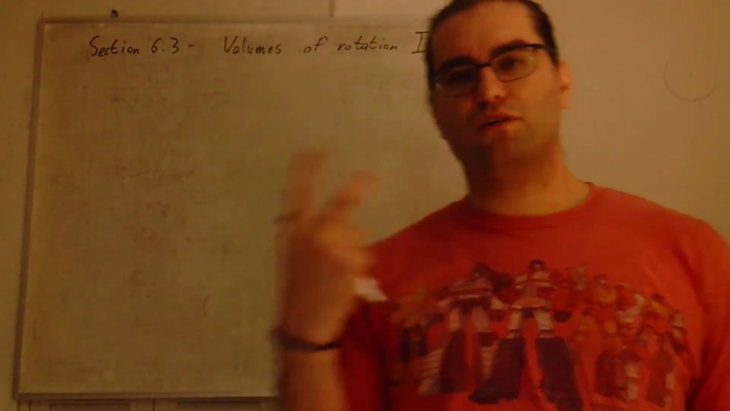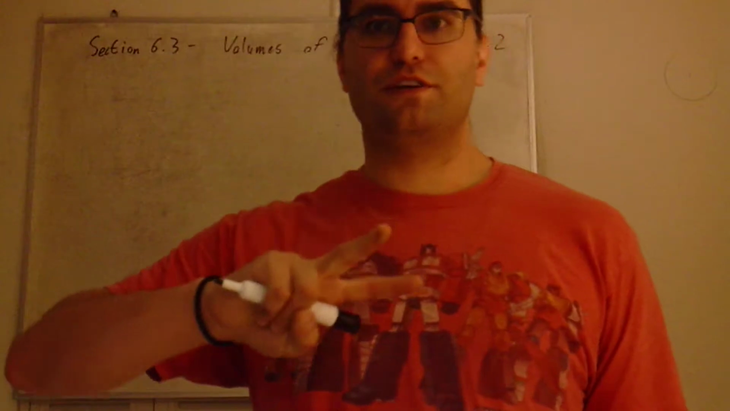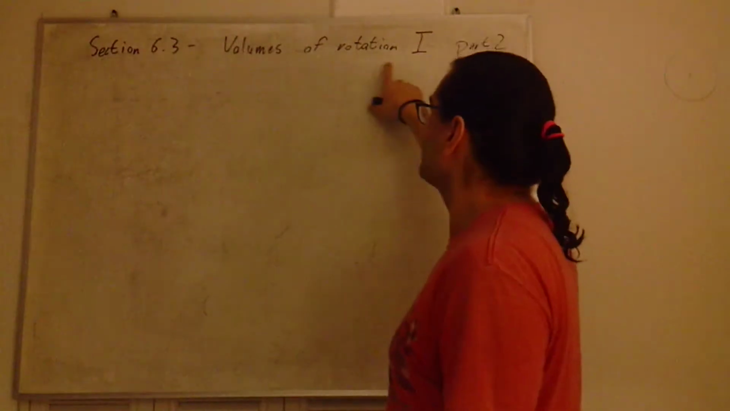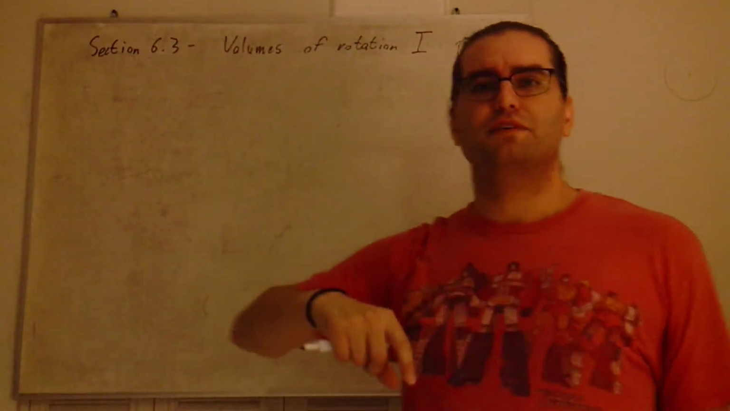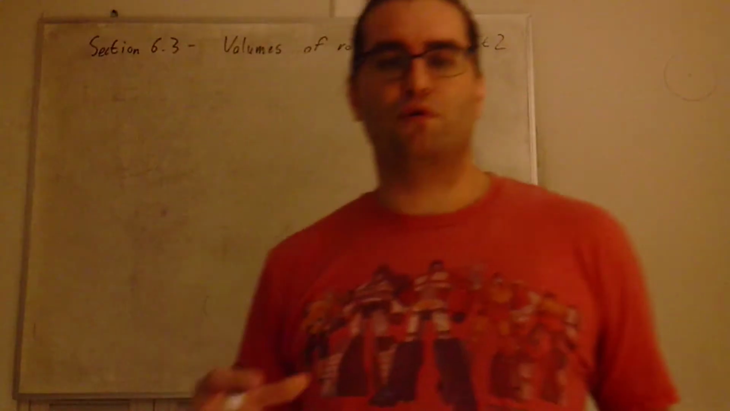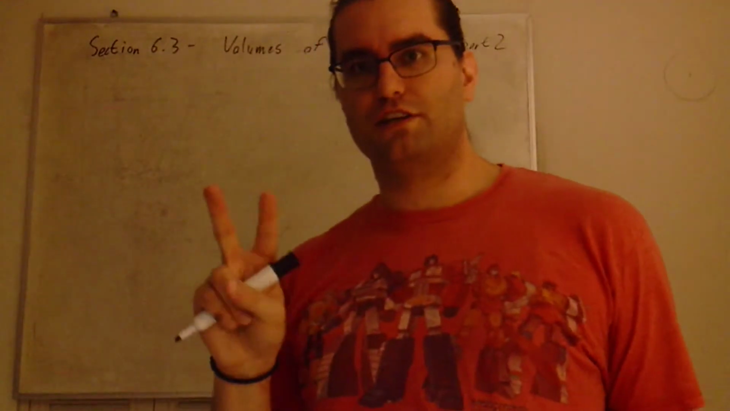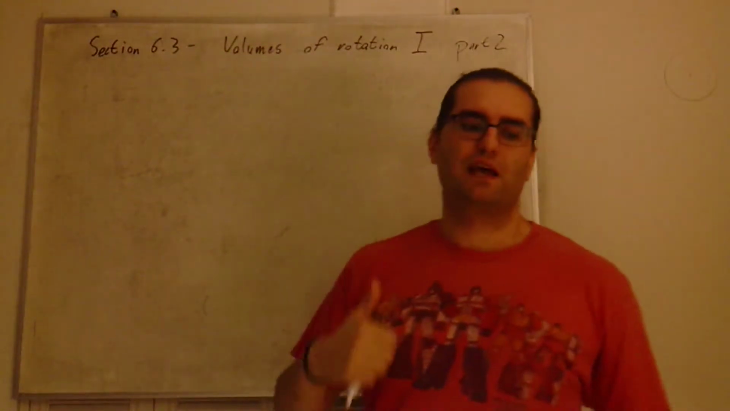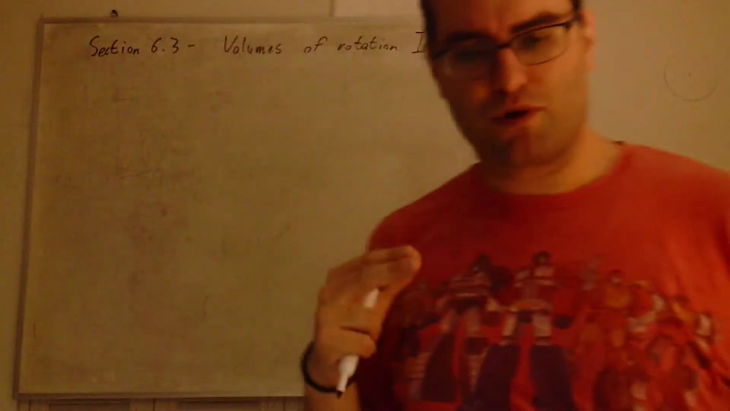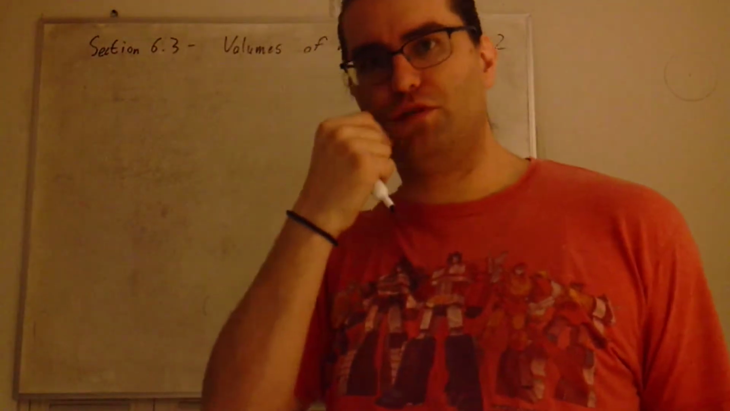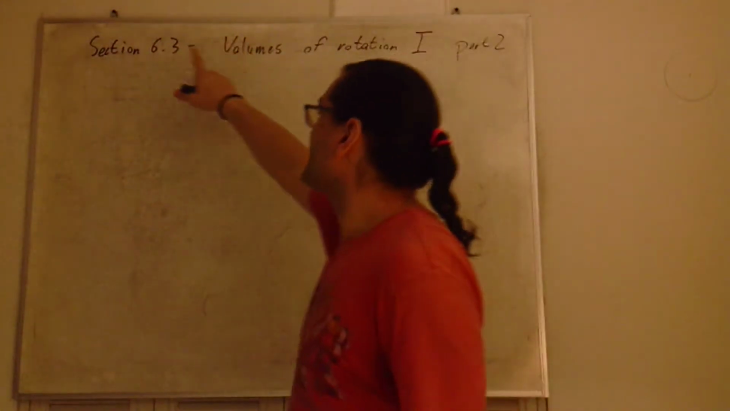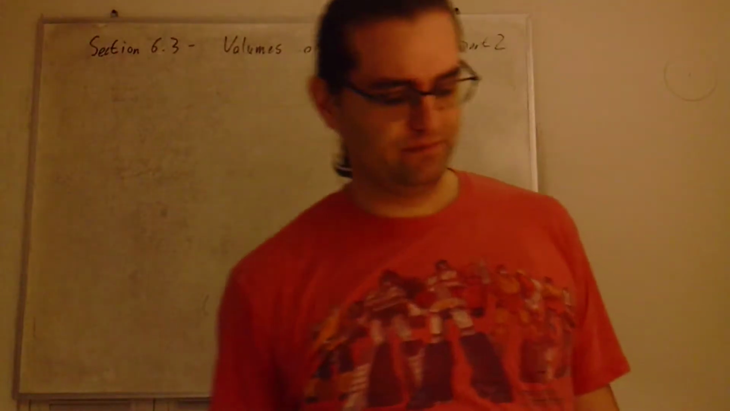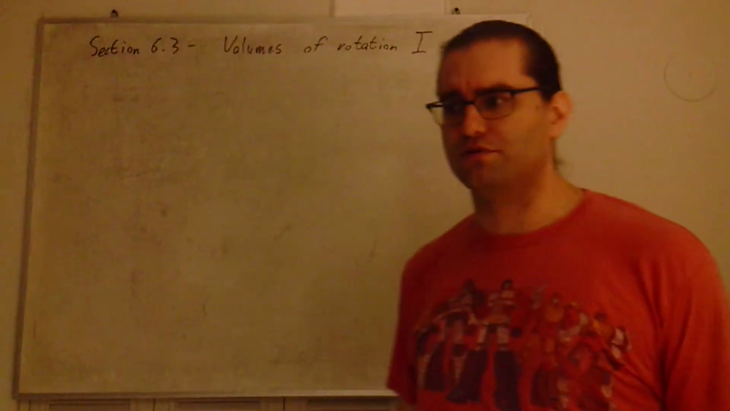This is part 2 of our video series on section 6.3, which is volumes of rotation. Still says volumes of rotation 1, because there are two separate sections of this book that are both dedicated to volumes of rotation. There are two major techniques we're going to use. This section is only about the first of those techniques, so we'll talk more about the other technique when we get into section 6.4. But we're still in 6.3, and this is part 2 of the video section for 6.3. So we're going to work real hard to try and keep those things separate.